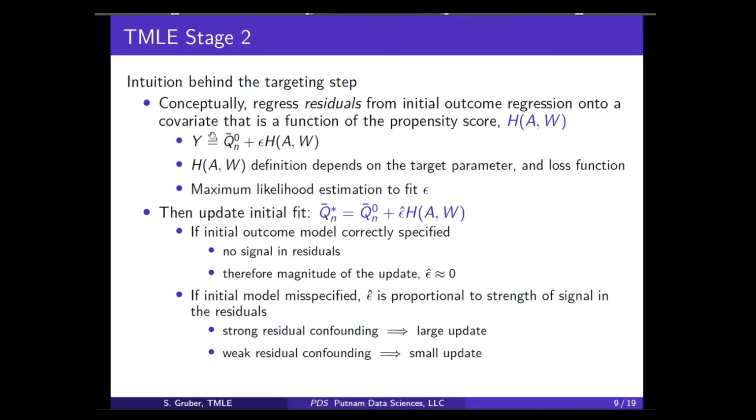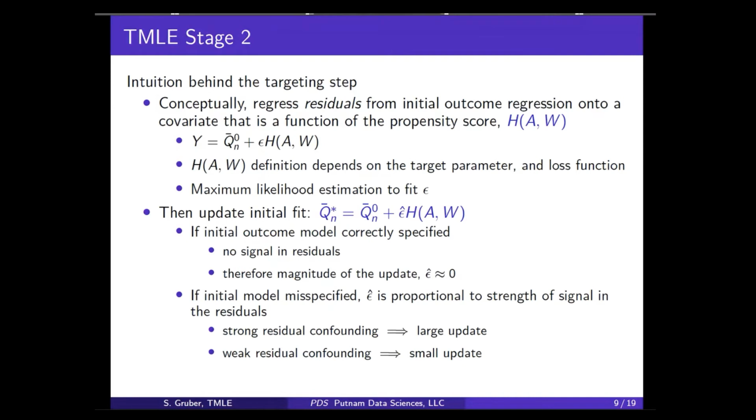So this is the regression model. Y is going to be our initial outcome plus some function of the propensity score times epsilon. We call this thing a submodel, and epsilon is a parameter that we want to fit when we do this regression. I'm going to tell you what H is on a different slide. It depends on what parameter you're actually interested in and the loss function, how you're going to fit epsilon. And we're going to use maximum likelihood estimation to fit epsilon. Again, I'll tell you what H is in a couple of slides.